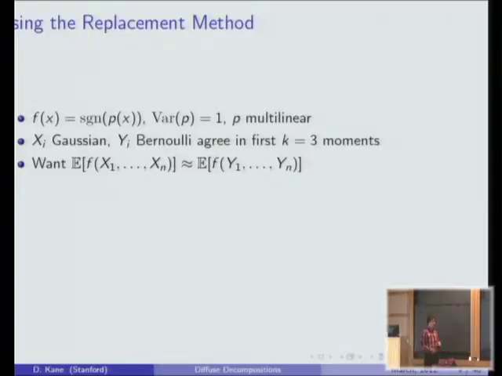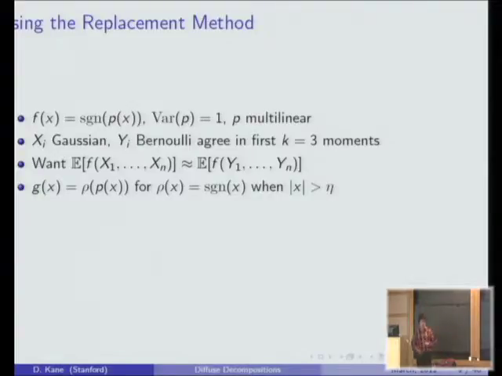P should be degree d, which ends up being used later. And the point is that this relates the probability that p of x is bigger than 0 to the probability that p of y is bigger than 0, which is exactly the type of thing we need if we want to show small error in terms of the cumulative density functions.